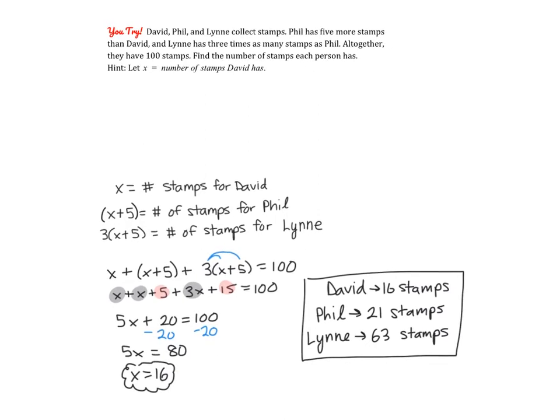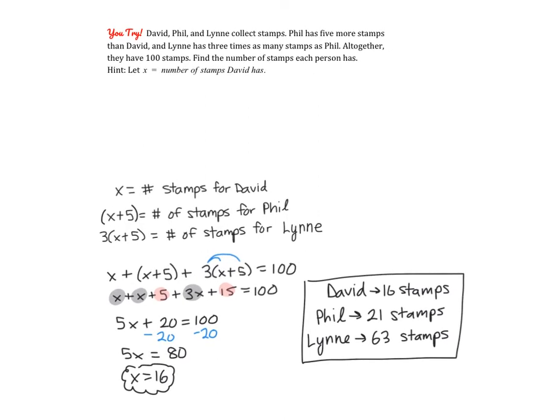Okay, so here it's important that we first define our variables, and I gave you a hint to let X equal the number of stamps for David, since there are 3 people we're describing. So if X is the number of stamps for David, it says Phil has 5 more stamps than David. So if I do X plus 5, that's the number of stamps Phil has. And then it says here that Lynn has 3 times as many as Phil. So if Phil has X plus 5, Lynn has 3 times X plus 5.